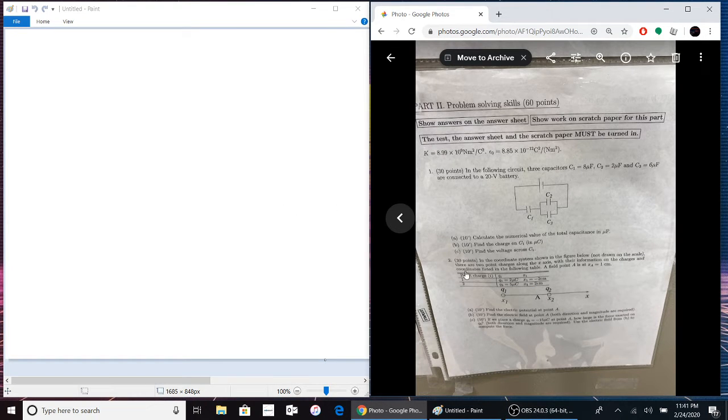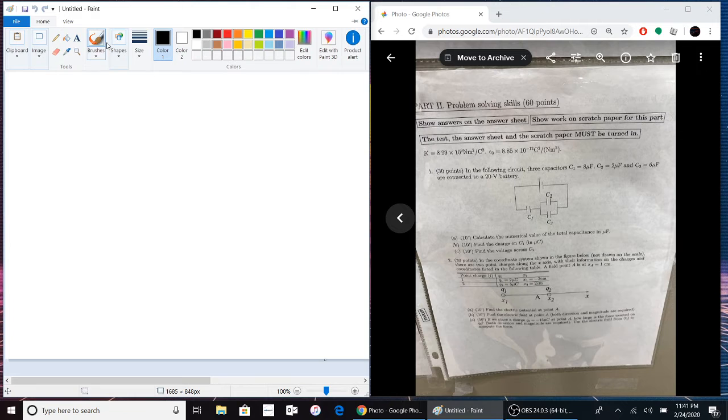We're going to be doing the second long problem for the practice exam. So I'm going to go ahead and read it. In the coordinate system shown in the figure below, not drawn to scale, there are 2 point charges along the x-axis with their information on the charges and coordinates listed in the following table. A field point A is at xa equals 1 centimeter.